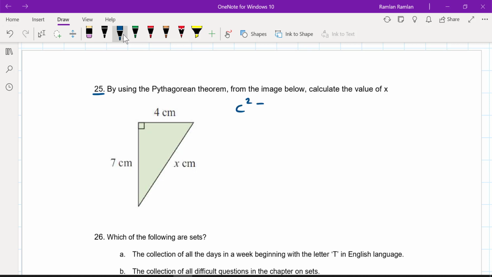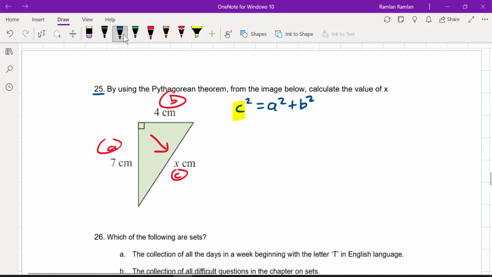So let's write down the formula. C squared equals A squared plus B squared. And again, like I said before, you need to find the C first before you find the A and B, because A and B can be swapped with each other, but not the C. The C is always in front of the 90 degree. This is a 90-degree angle, and in front of that is the X one. So this is going to be the C value. The A and B don't matter which one is which. So I'm going to use 7 as the A and 4 as the B.